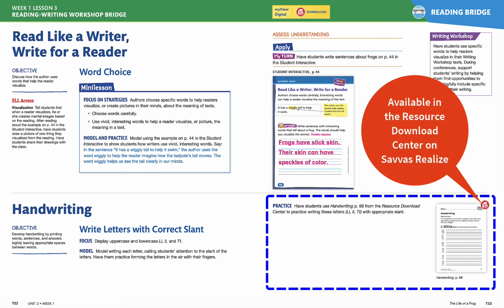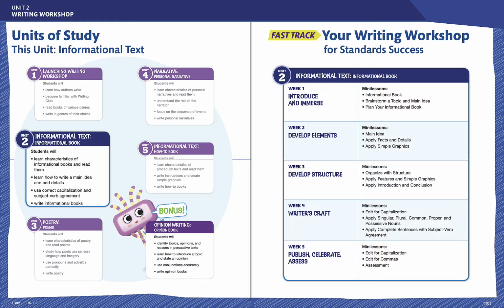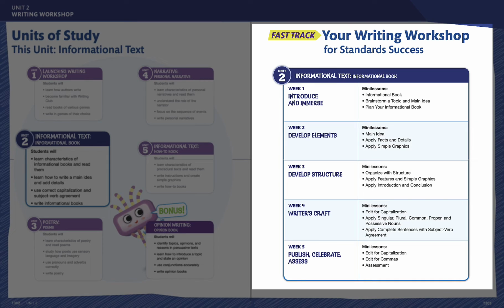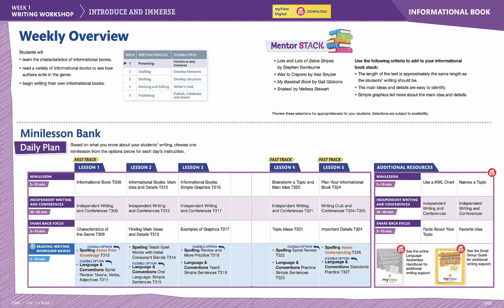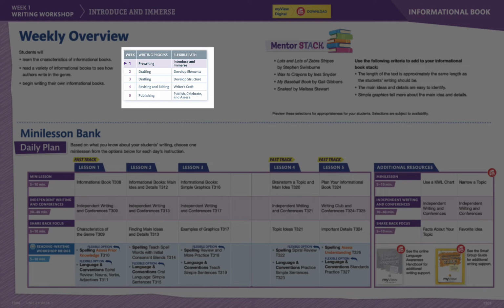Additional practice online includes principal pages for handwriting, vocabulary, spelling, and language and conventions. If you're short on time, the Writing Fast Track helps you teach critical standards in less time. After introducing and immersing students in the writing workshop during week 1 of a unit, the following weeks allow flexible paths to develop elements, structure, and writing craft.